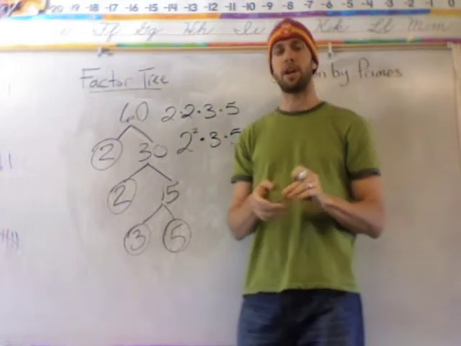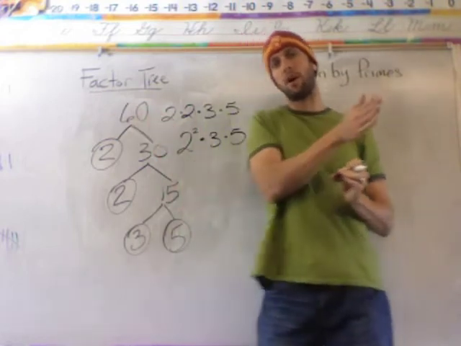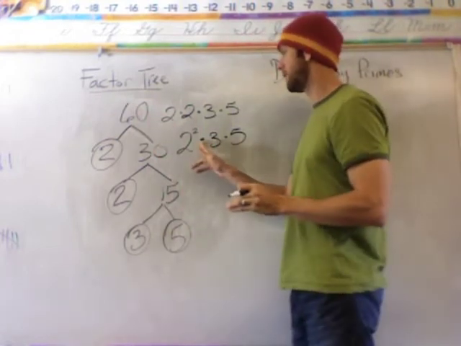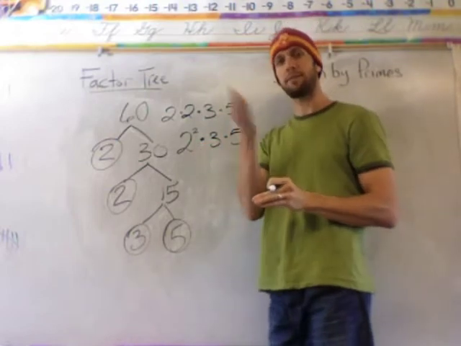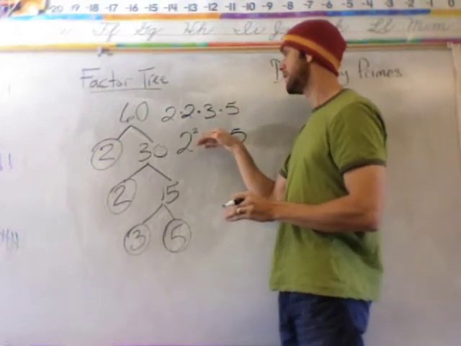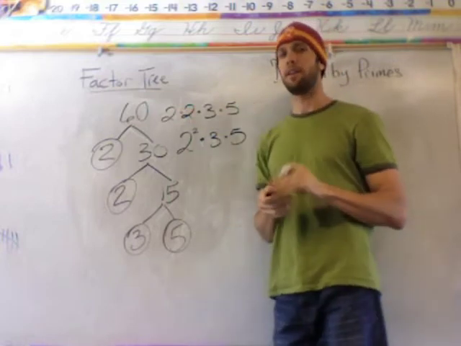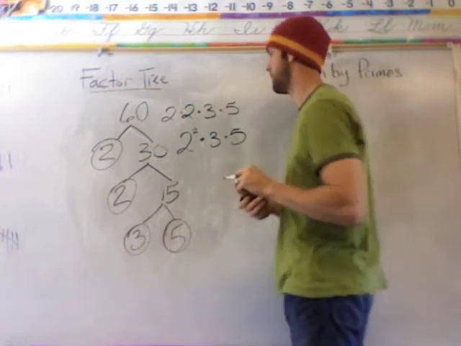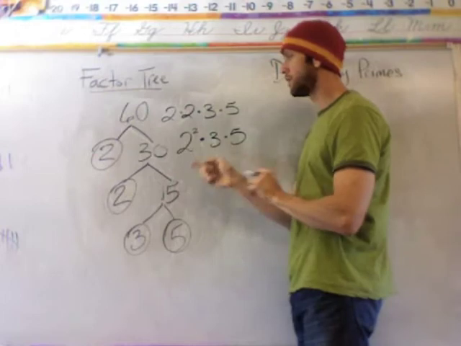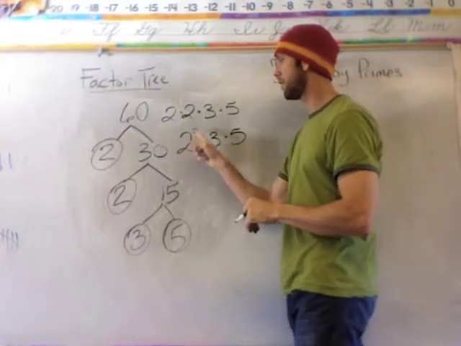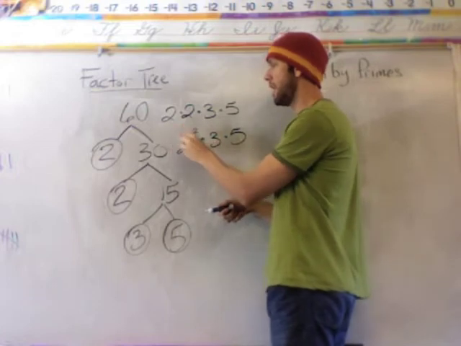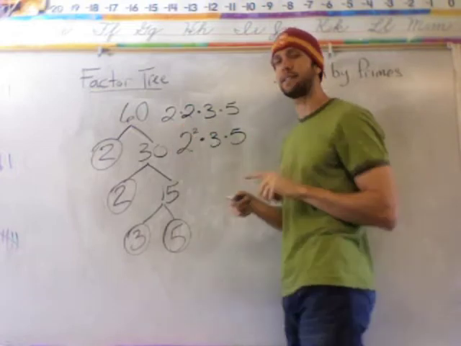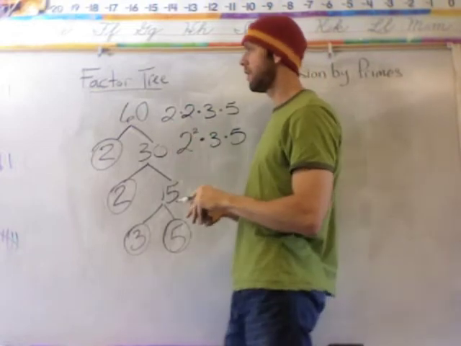Now notice I put my numbers in order from smallest to largest, and I also put this multiplication sign as a dot in the middle. You could put times with an X, but upper grades tend to put this little dot here. Okay? Not a decimal, floating right in the middle. If there were 3 2's, I would have put 2 cubed, 2 to the 3. You always put the number here, and then how many there are as the exponent. All right? That's a factor tree.